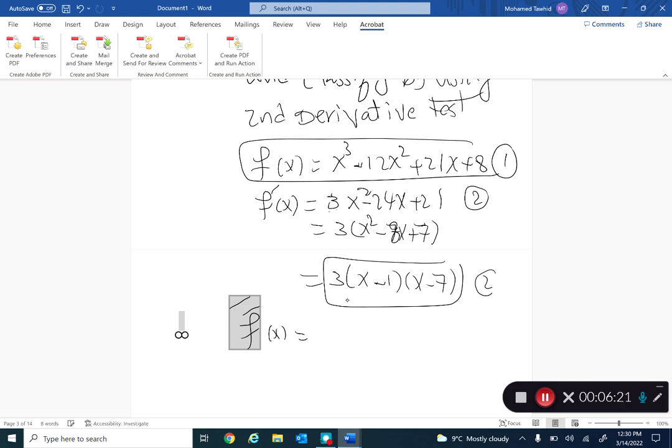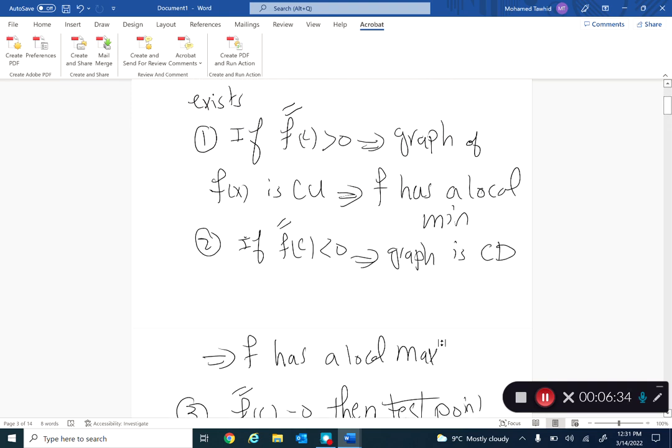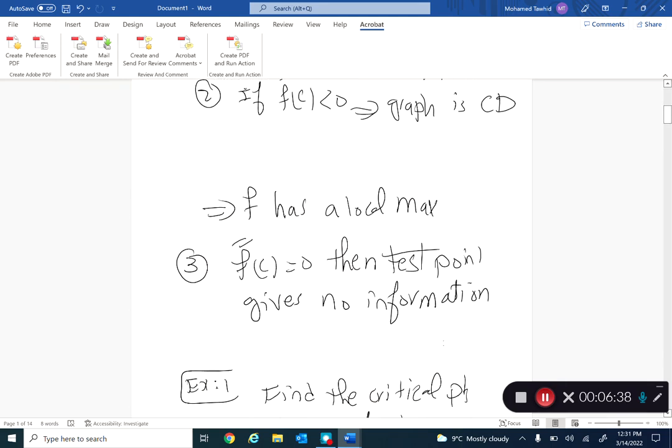If you simplify this, you have 6x minus 24. That is equation number 3. 6x minus 24. All right. So now, what do you need to do in order to apply the second derivative test? I must have a critical point.